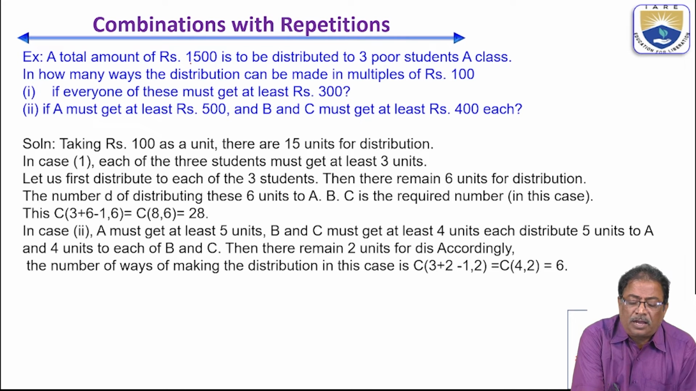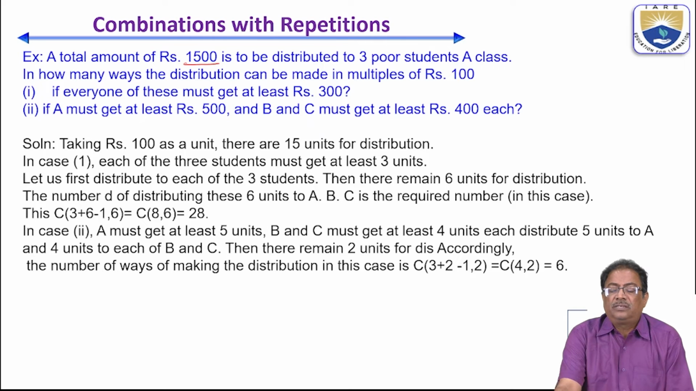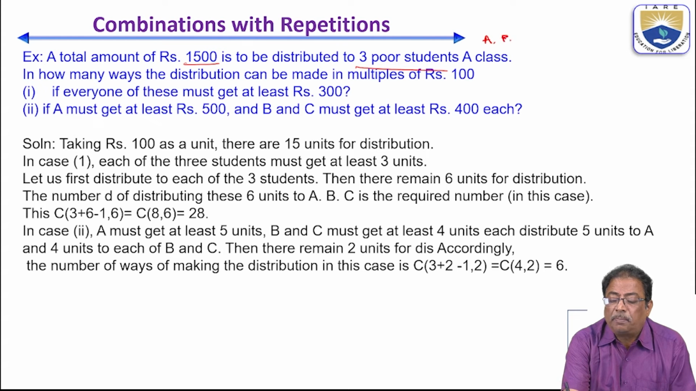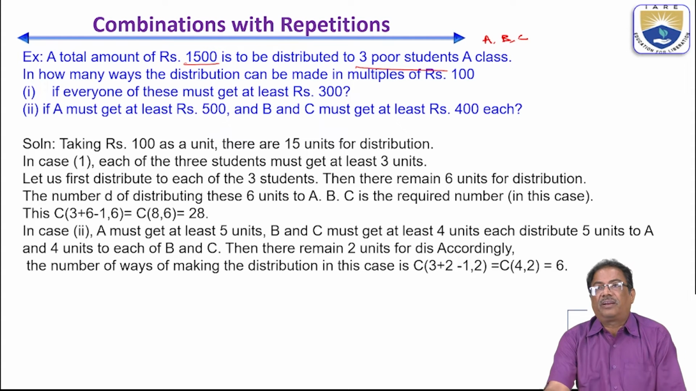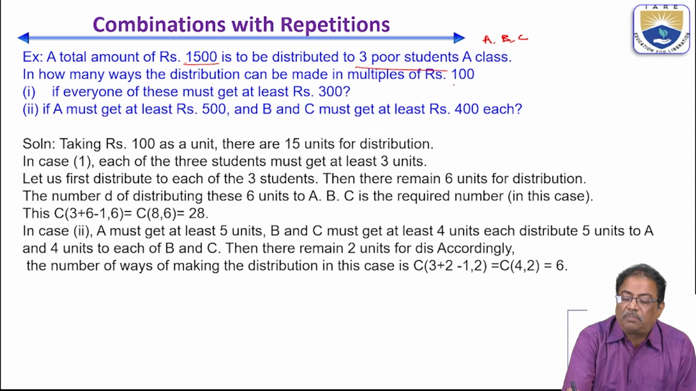Now let us go for the other example. See here, an amount of 1500 is to be distributed among 3 poor students. Let those poor students be A, B, C of any one class. So here, in how many ways can the distribution be made? Of course, it is a multiple of hundreds.